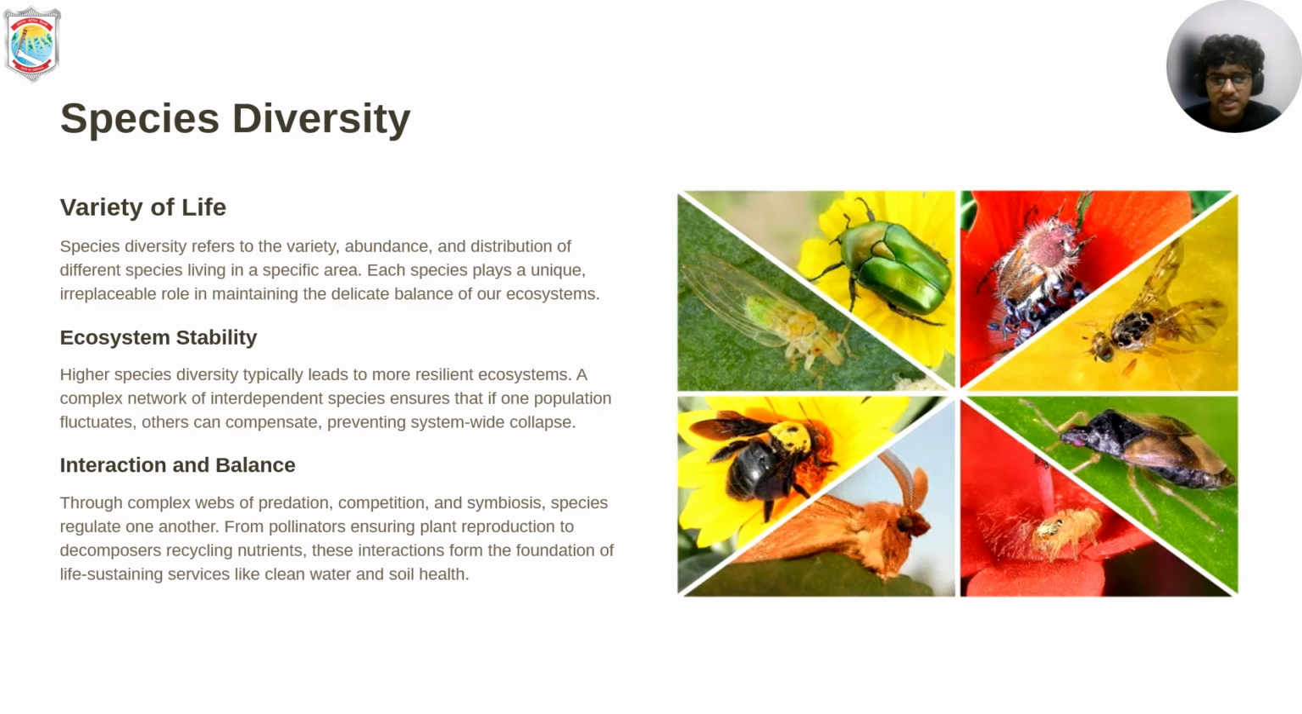Because these species exist in a complex interdependent network, if one species fluctuates, others can compensate, preventing a system-wide collapse. Through complex webs of predation, competition, and symbiosis, species naturally regulate one another. Interactions ranging from pollinators ensuring plant reproduction to decomposers recycling nutrients form the foundation of life-sustaining services like clean water and soil, and also health.